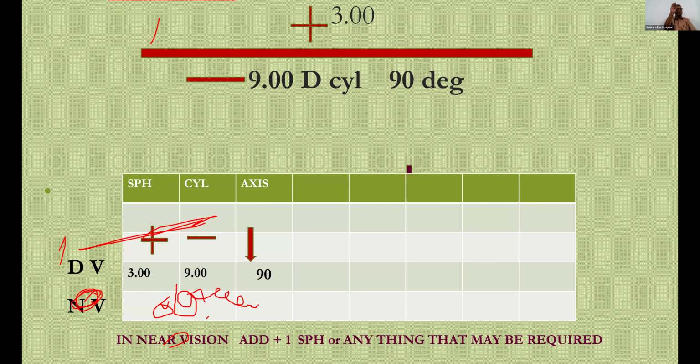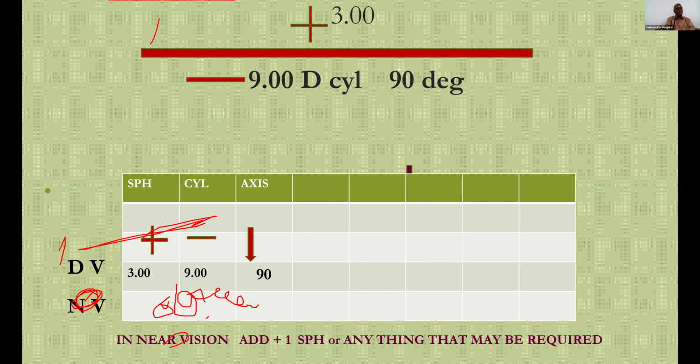Wow, vertically steeper, the rays are falling in front. I want to take them to the retina, so I have to put a minus cylinder. Then the rays can be taken to the retina. And who is it more vertically steeper for? Normal persons, as a rule.